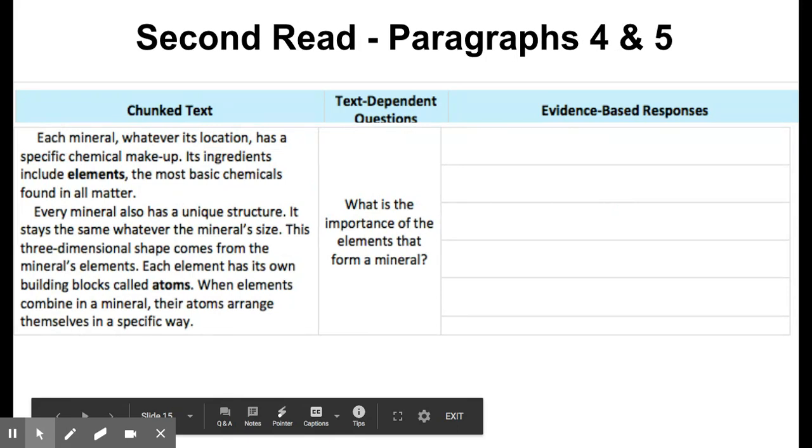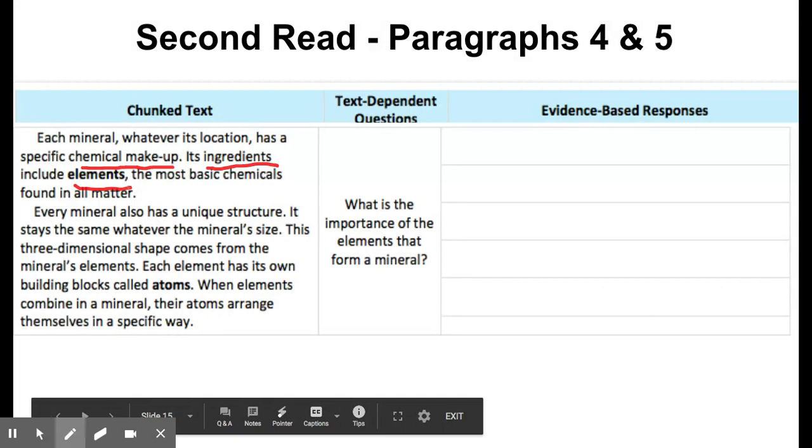On to paragraphs 4 and 5. Each mineral, whatever its location, has a specific chemical makeup. The chemical makeup, I'm assuming it's talking about what's inside of it. I know makeup means what's in it, but chemicals deal with other elements. Let's see if I'm correct. It's ingredients. Oh, okay. Yes. So chemical makeup means what's inside of a chemical. Include elements, the most basic chemicals found in all matter. So, okay, in a mineral are elements. Okay, that's what it's made of.